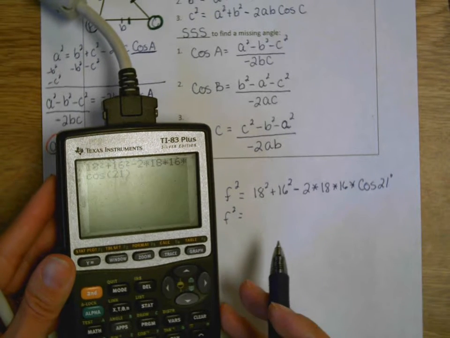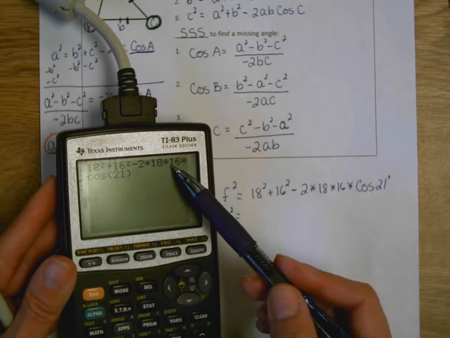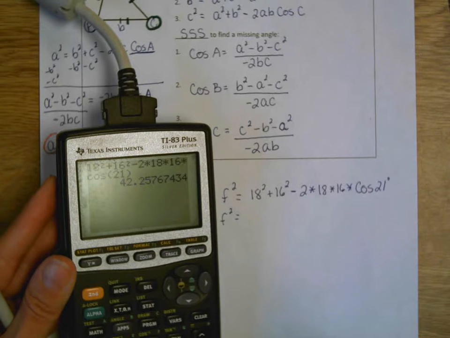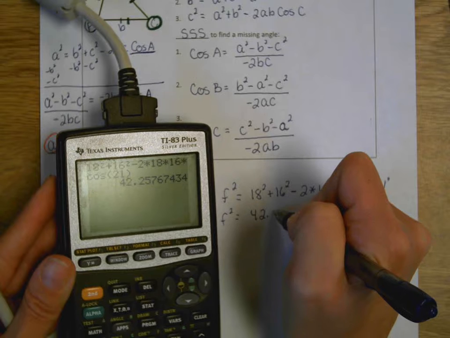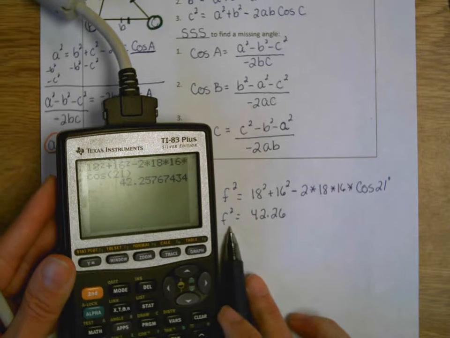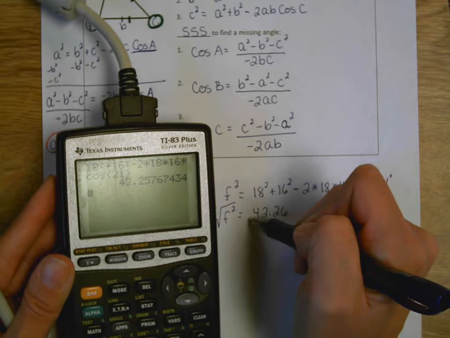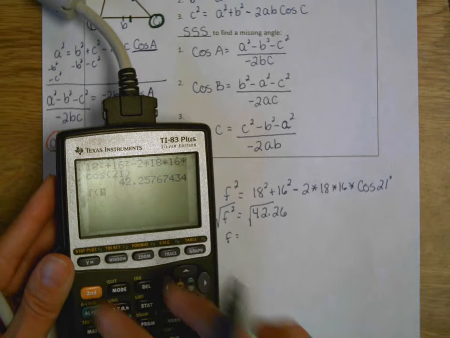Okay, I just typed the whole thing in one long line. 18 squared plus 16 squared minus 2 times 18 times 16 times the cosine of 21. That's a long decimal. Okay, but watch. I've got 42. Anybody problems out there? That's 40. Yeah. Okay. That's f squared. How do I get f from f squared? Square root. Square root on both sides. Square root of the last answer.